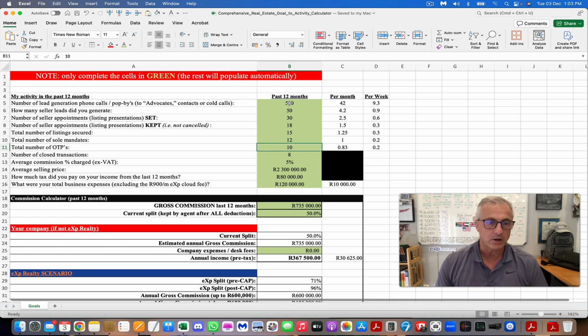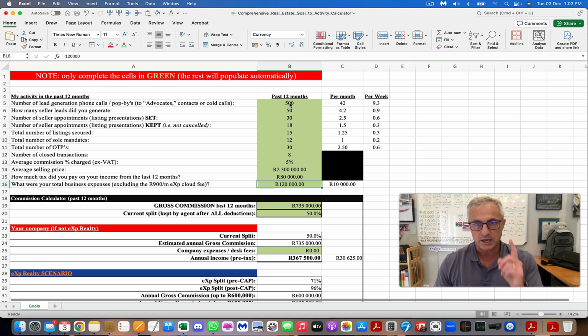Maybe that number would be a lot higher for you. Maybe you get multiple OTPs on all of your listings. So that could be, say, 30 OTPs, and you did 8 transactions for the year. Your average commission that you charged was 5%. Your average selling price was 2.3 million. You paid 80,000 Rand tax in the year, and your total business expenses were, say, 10,000 Rand a month.